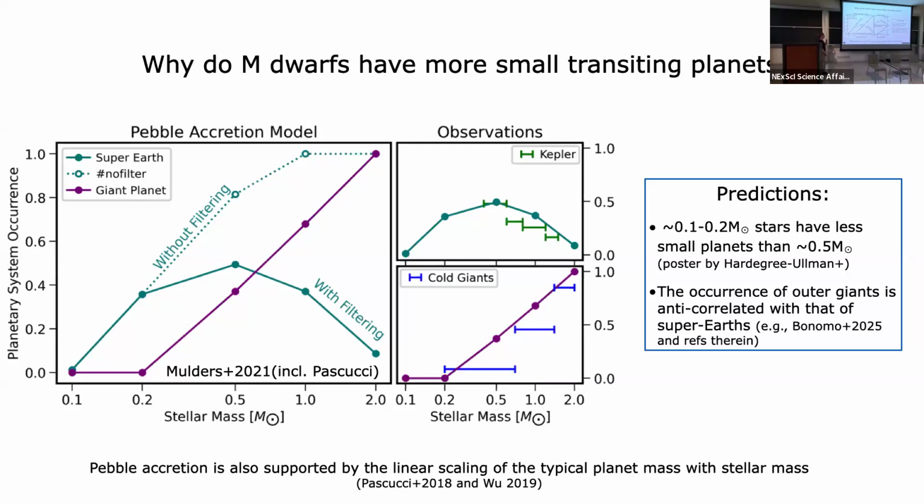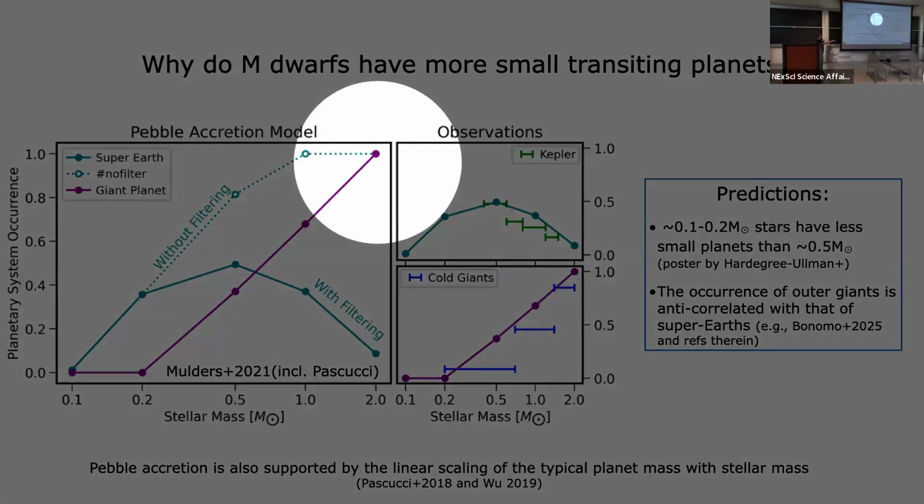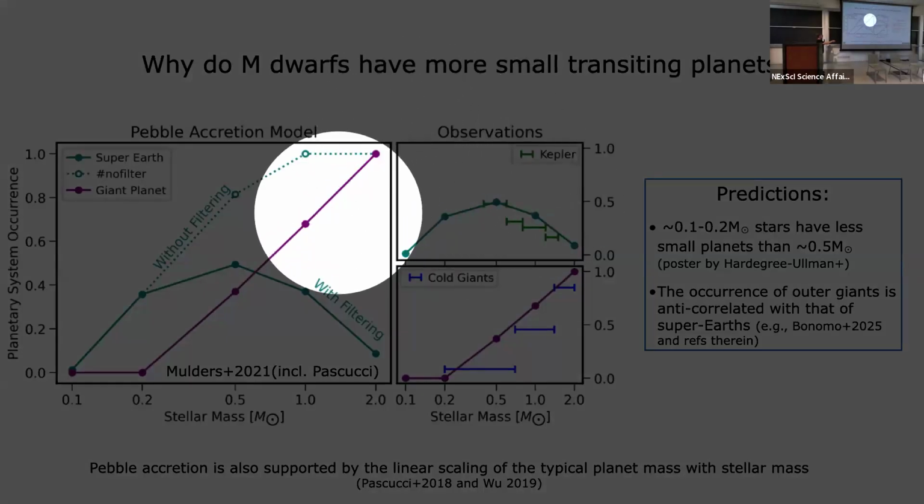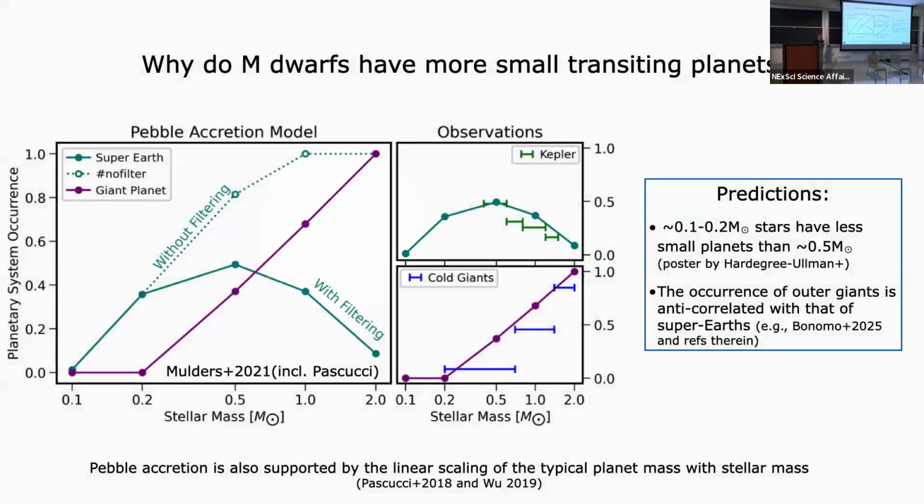So there are also some important predictions of these models. First of all, you see here that this predicted curve turns over towards the very low mass stars. So one prediction is that you would have fewer small planets as you go towards 0.2, 0.3 solar mass stars. And there is a poster that you can check using the K2 data that is already probing that turnover.